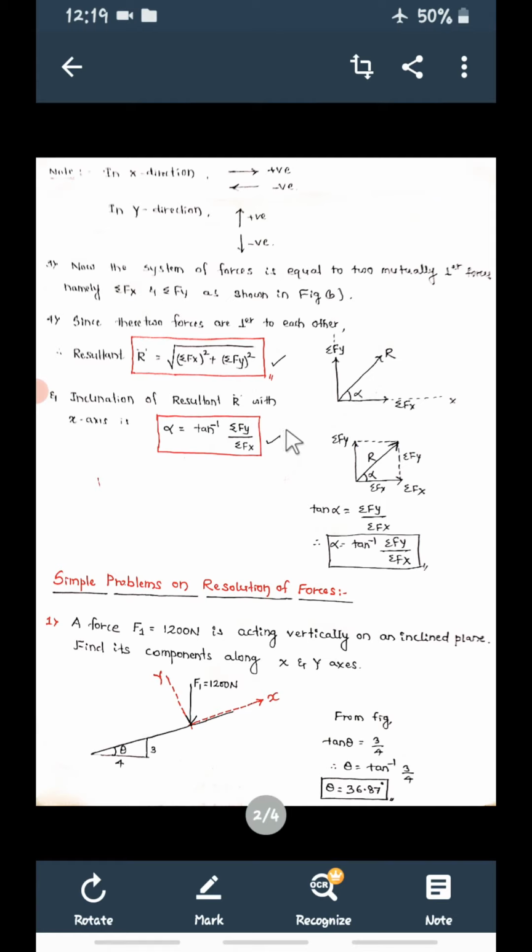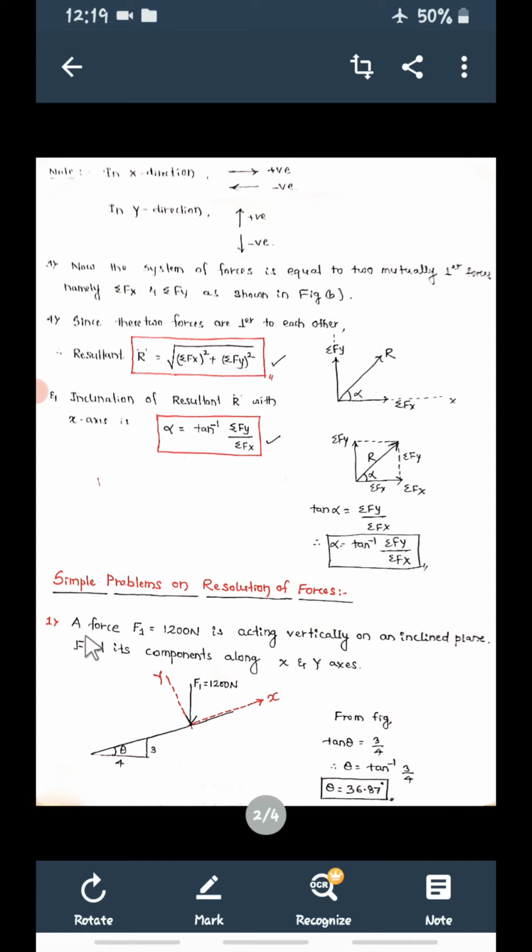Yes, before going into the problems, first we'll consider the simple problems where we need to resolve the forces along x direction and y direction. So consider the simple problem.